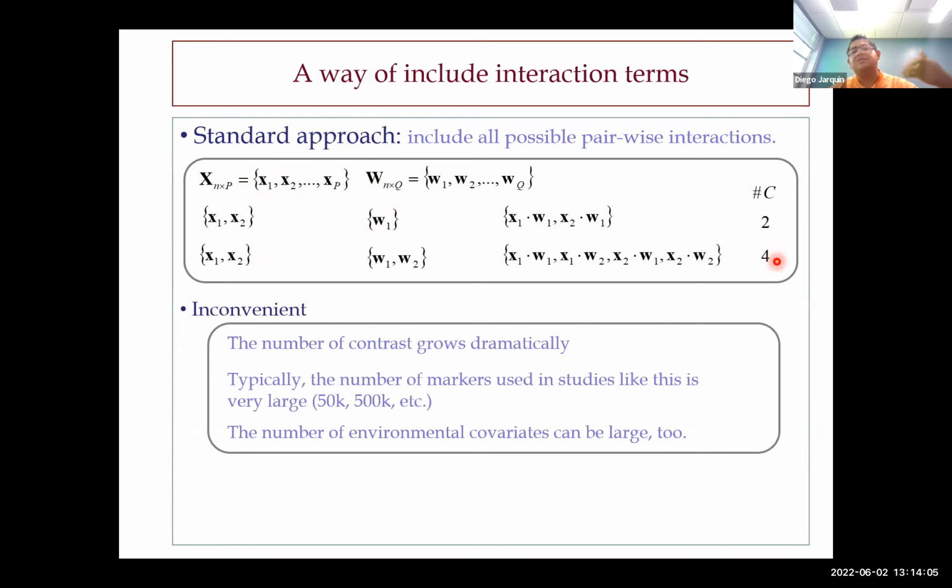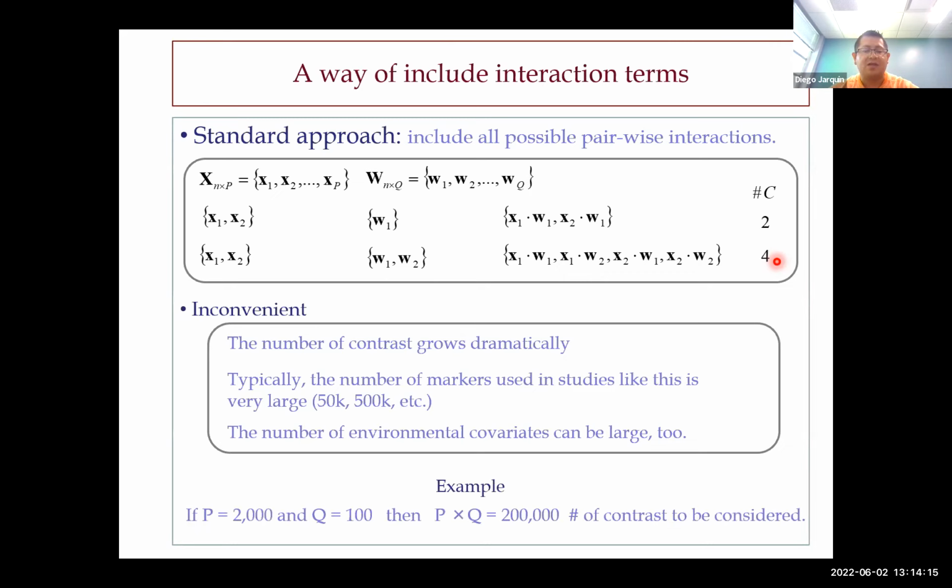So one of the inconveniences is that the number of contrasts grows dramatically. We already have issues trying to integrate the main effect of the markers. Now imagine trying to integrate all of the interactions between each marker and each environmental covariate; it is going to be very, very complicated. A very small example: we have 2,000 markers and 100 environmental covariates. The total number of contrasts to introduce in the model is 200,000, so there is no way that we would be able to fit the model easily in that way.